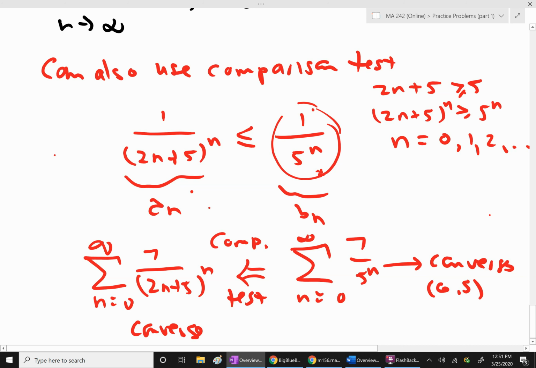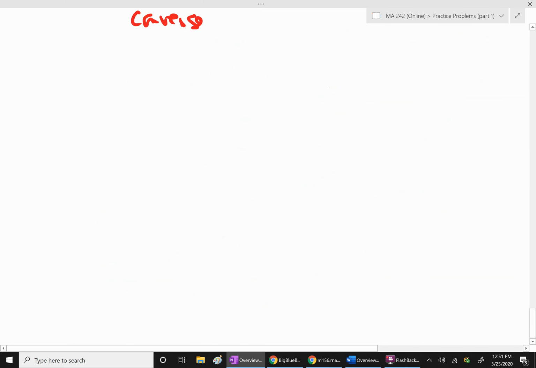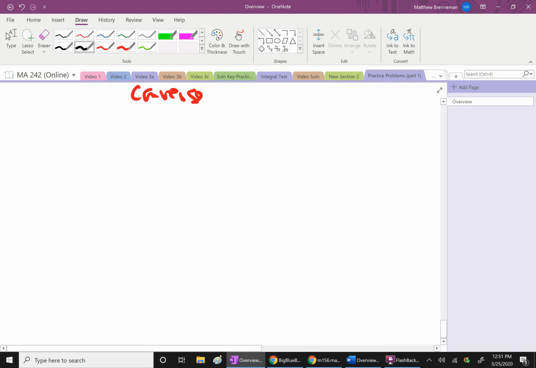Okay. So here's the whole point of the comparison test: I replace something ugly and complicated by something simple whose convergence I know. And notice, the reason this works is because the series that I know converges is greater than the one that I don't know about. That's why the comparison test works. Okay. So there's more than one way to skin a cat, as we say, right? All right. Okay. On to C.